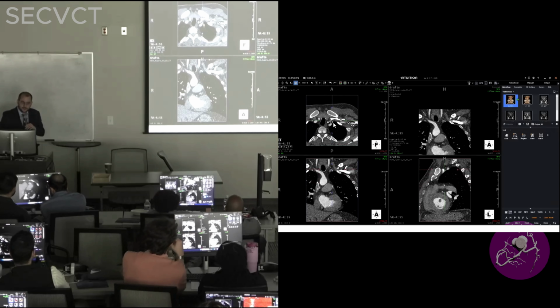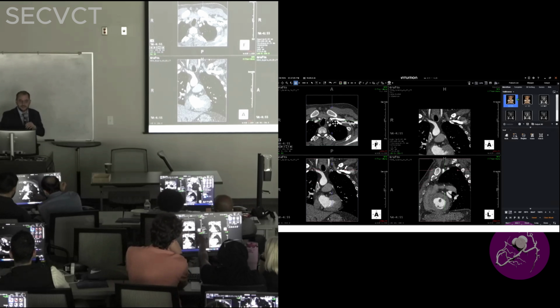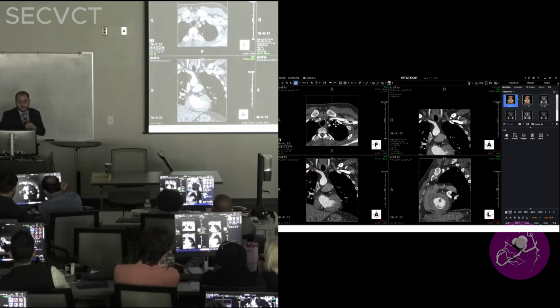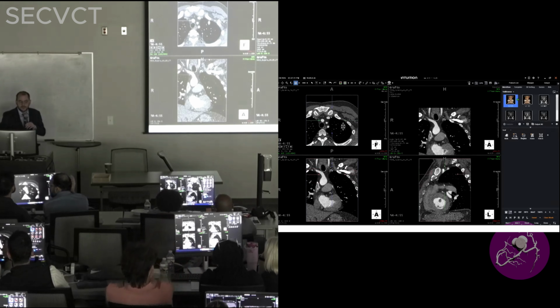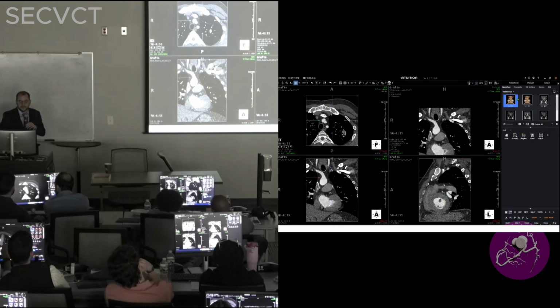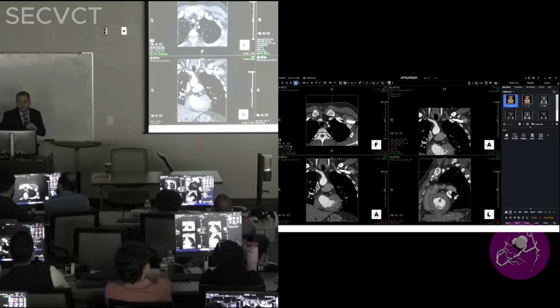So if you go up in the chest and find the left subclavian artery, and then gradually scroll down with the middle button, you will see this artery coming off the subclavian, which is the left internal mammary artery, okay? This usually runs on the chest wall, but here it has been mobilized. And if you follow its course down towards the heart, you will see that it gets attached somewhere, okay? Usually it's the LAD.